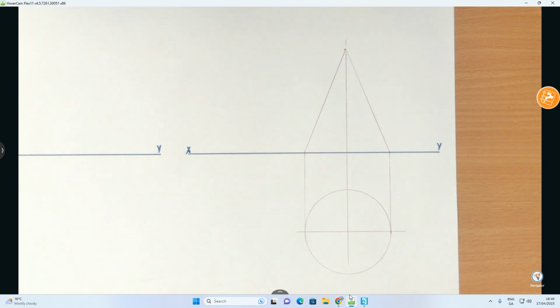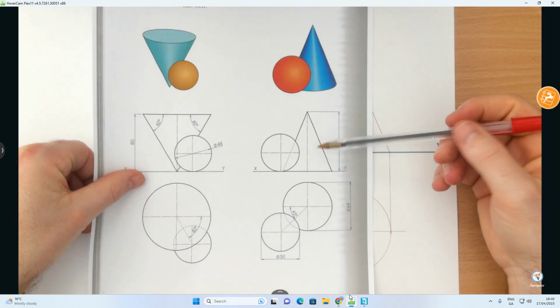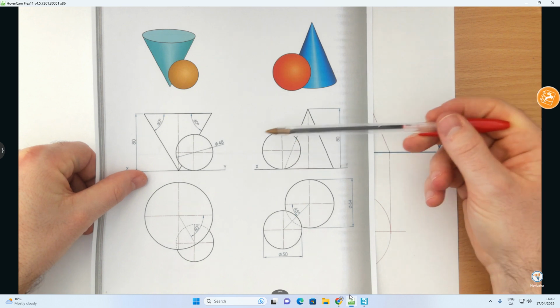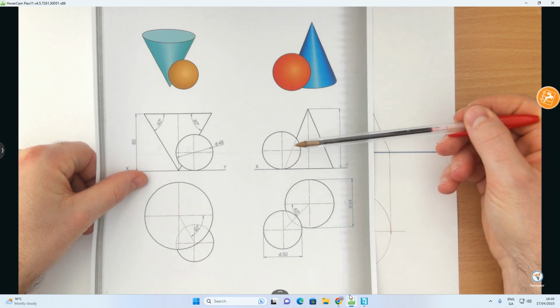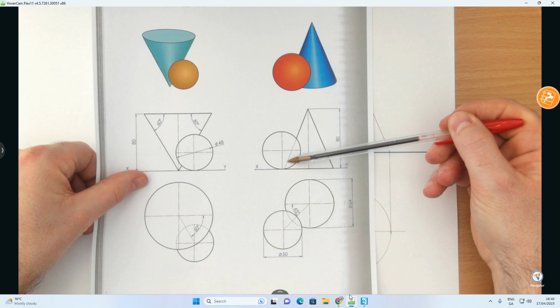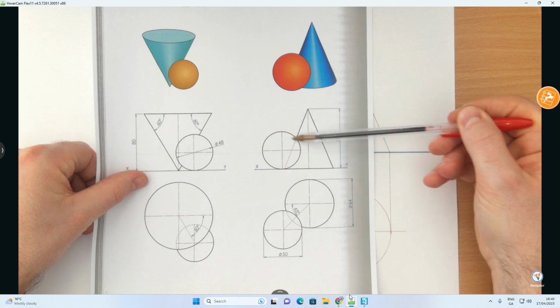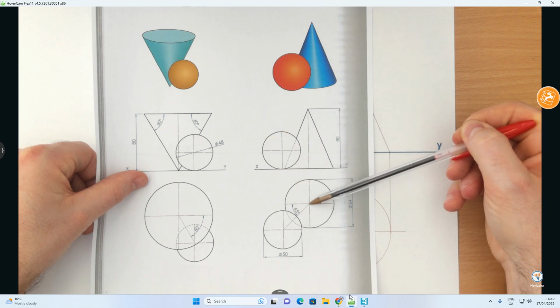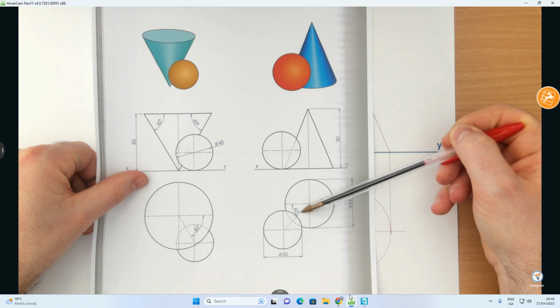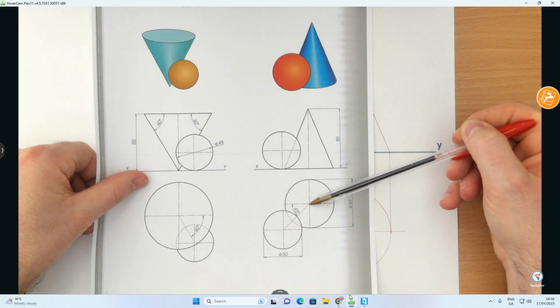Now what we have to do is get a sphere that is in contact with the cone, and you can see it's overlapping here. So it's not technically touching our extreme generator, which is this here. We've just got the sphere slightly overlapping, and you can see from the plan view that its center point is 45 degrees from the center of the cone.